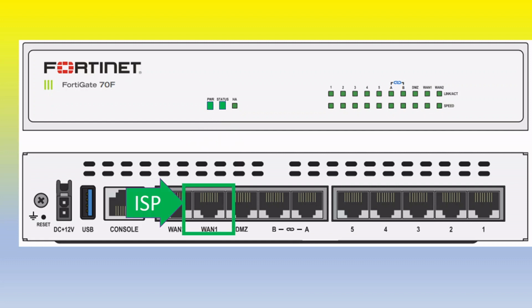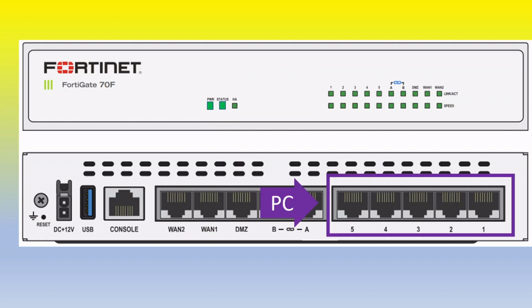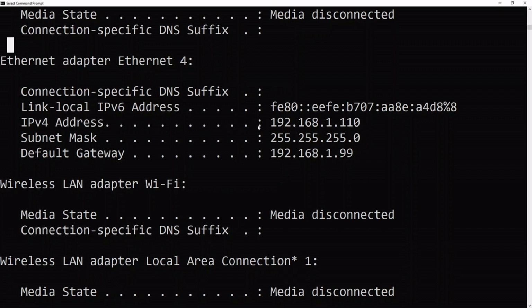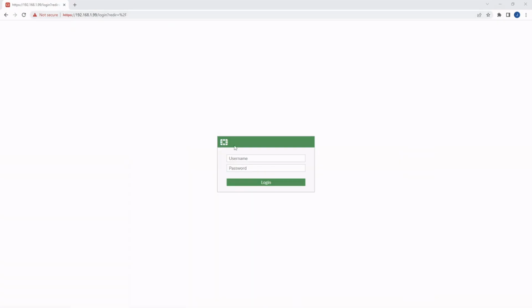I have my ISP modem connected to WAN 1, and then I have my PC connected to one of these 5 ports. Now, in some FortiGate models, there is a management port spelled MGMT. If you see this port, connect to this one instead with your PC. Your PC will be given an IP address, but then we want to be able to connect to 192.168.1.99, which I've done in this web browser.